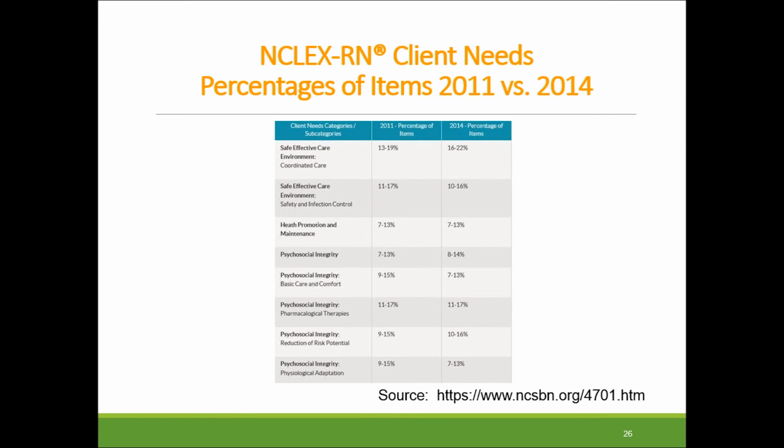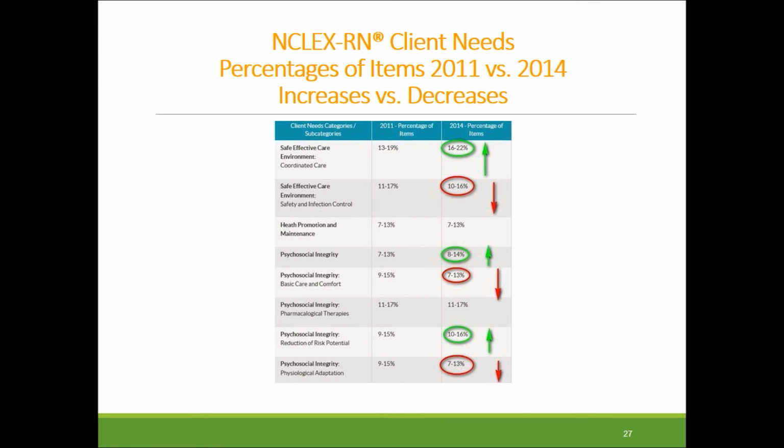The other thing I would emphasize is that if you are really focused on incorporating the NCLEX client needs as important categories within your teacher-made test, just as they appear on the NCLEX, you need to be aware of the alterations that have happened between 2011 and the current 2014 test plan for this exam. So I would refer you back to the National Council's website for more information on the test plan. But in those intervening years, an example of safe, effective care environment, the coordinated care piece has increased, while the safety and infection control overall has slightly decreased in this range of potential items from that category.